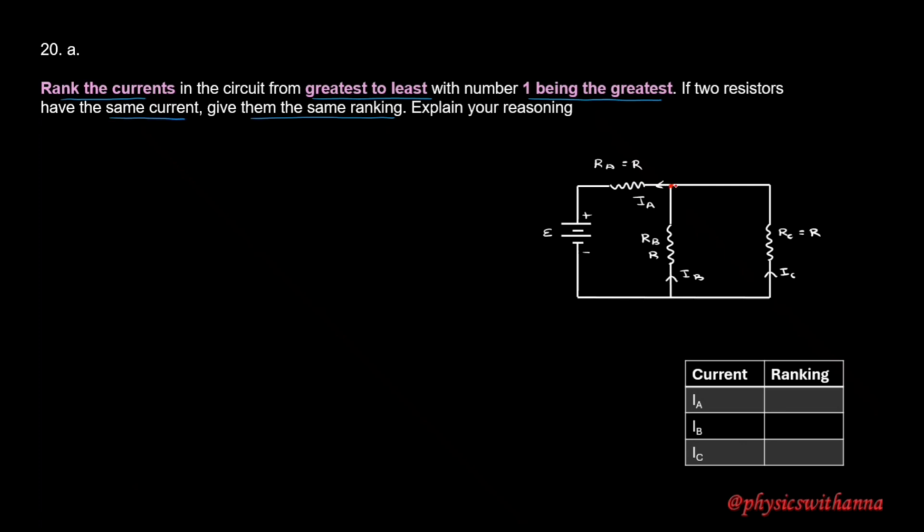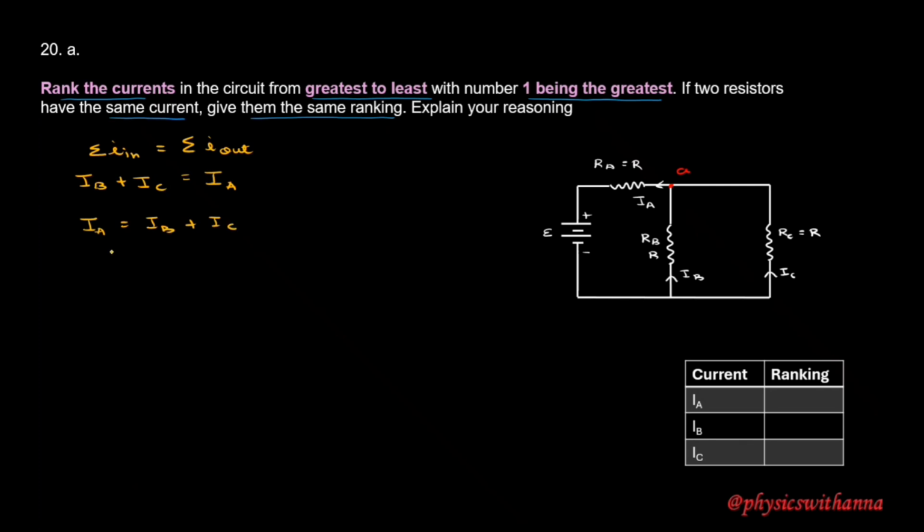So we will start with applying Kirchhoff junction rule at junction A here. We know from Kirchhoff junction rule, sum of all currents which are entering the junction must be equal to sum of current which are leaving the junction. So at junction A, current IB and IC are entering it. So IB plus IC will be equal to current IA which is leaving the junction. So we get that IA is the sum of IB plus IC.